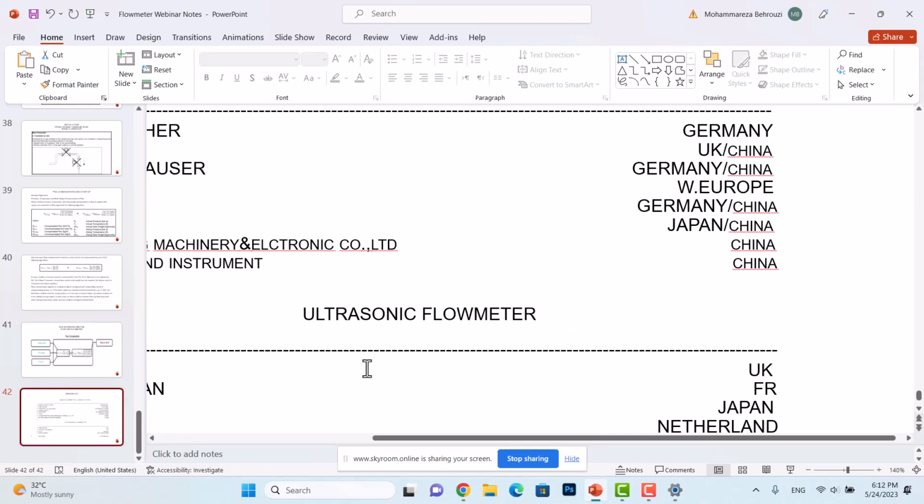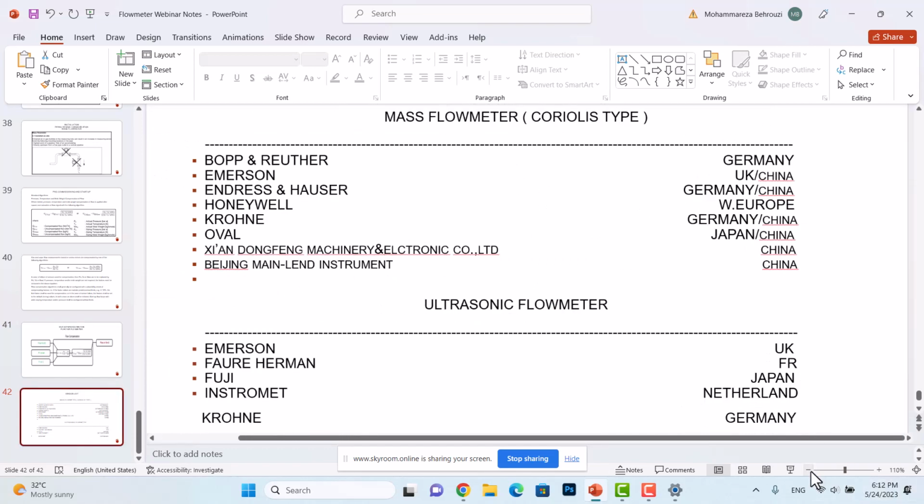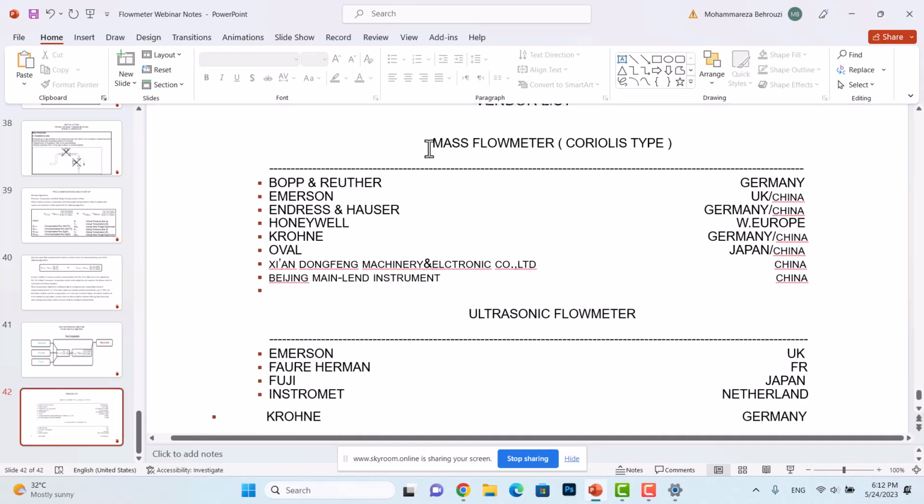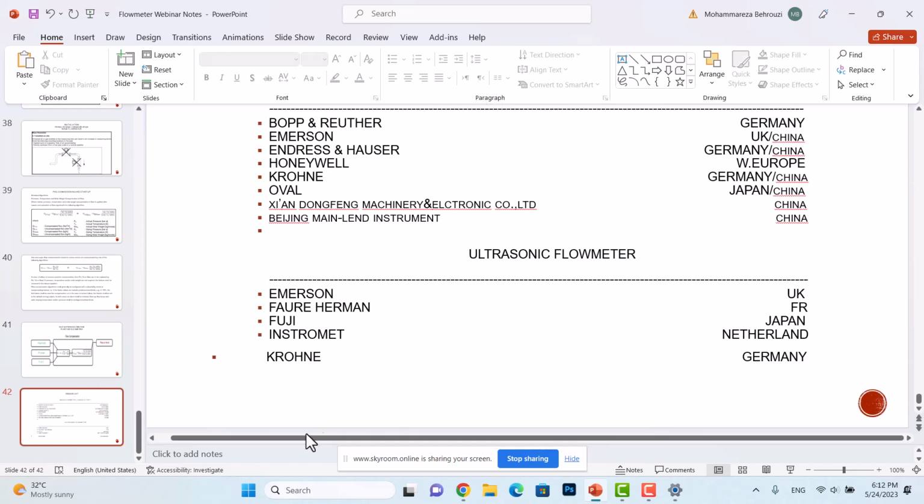And the last part here is, you can see some vendor list here. For instance, for mass flow rate, for Coriolis type, ultrasonic flow meters, the complete version of this one is gonna be shared on LinkedIn, not just for flow meters, for all types of equipment, such as heat exchangers, such as control valves from different manufacturers. I think it is a really great help for all process engineers.